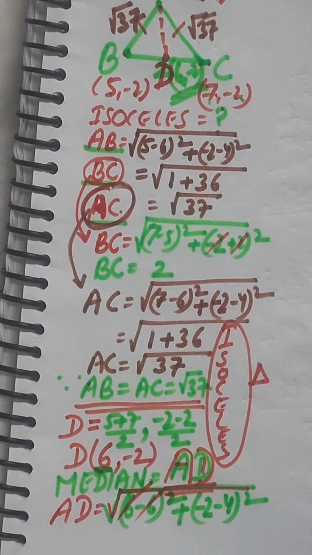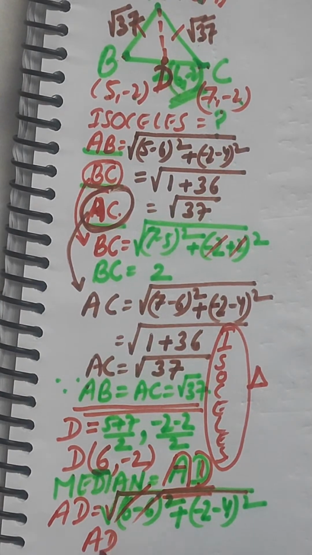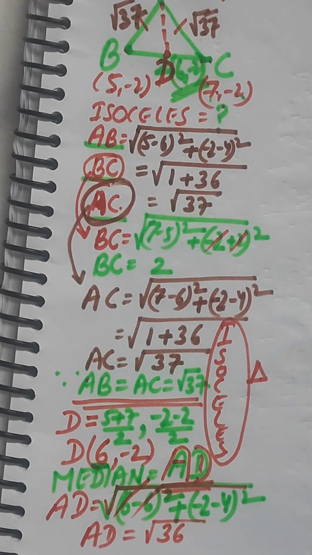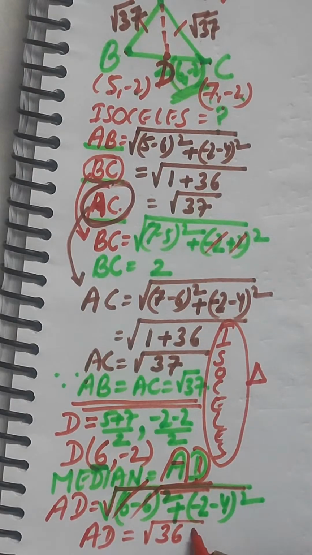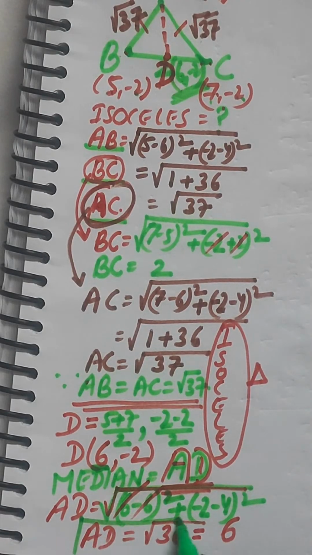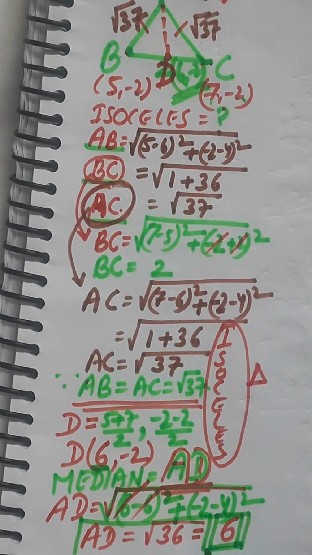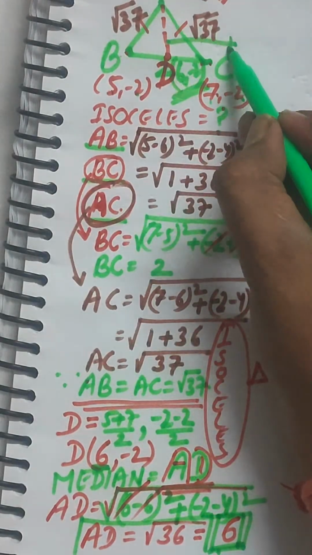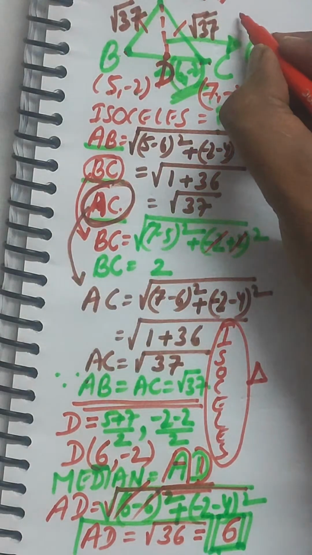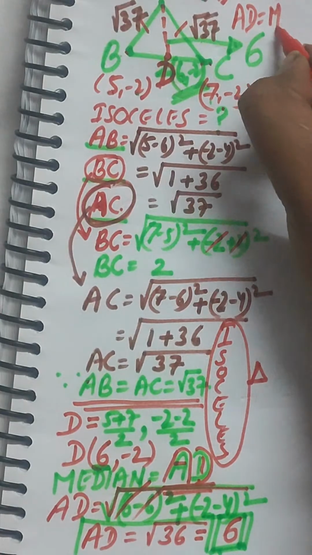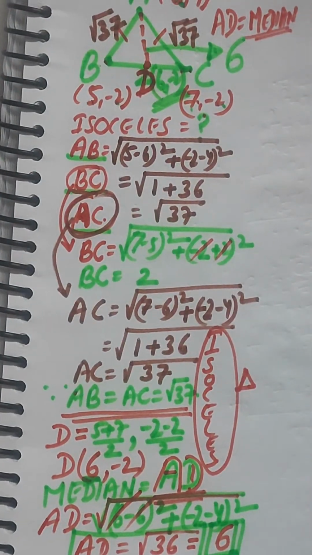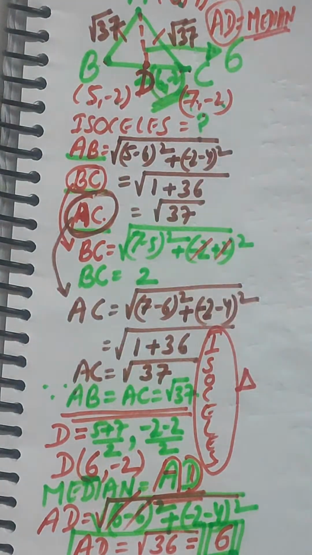So this will give you the length of the median as root over of 36. Root over of 36 is nothing but 6. So the length of the median is calculated: the length of this median is 6 units. And this is AD, the median which is calculated.